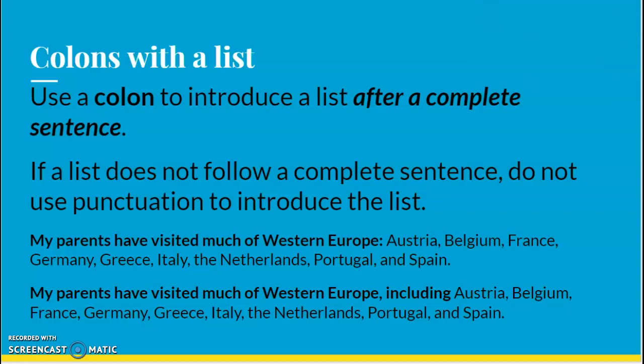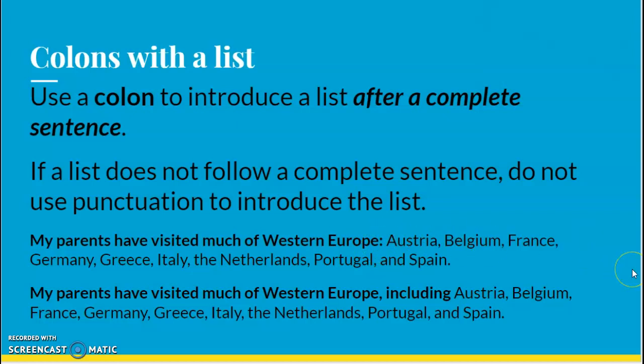The first one is how to use colons with a list. So we use colons to introduce a list after a complete sentence. If a list does not follow a complete sentence, do not put punctuation to introduce the list. A couple of examples. My parents have visited much of Western Europe. That could stand alone as a sentence, and then the list comes after that. Austria, Belgium, France, Germany, Greece, Italy, the Netherlands, Portugal, and Spain.